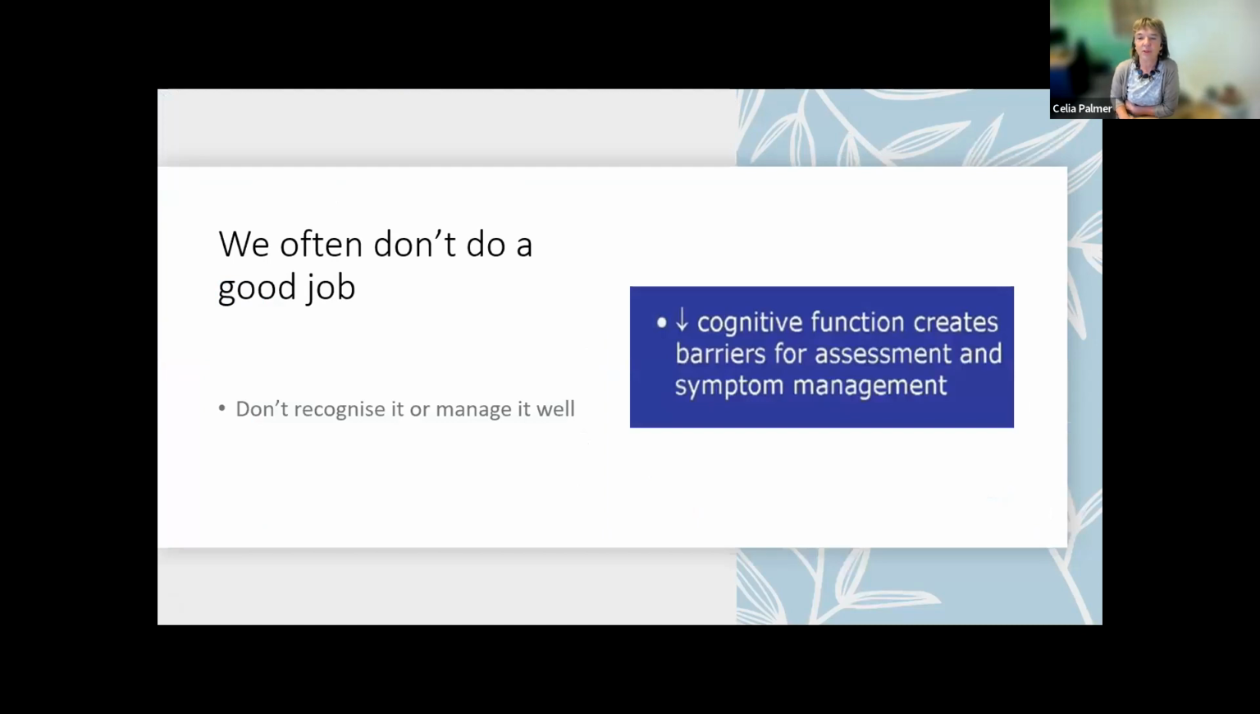Actually, we don't often do a great job, believe it or not. Sometimes that's because we don't recognize it. We don't always manage it well. We don't always look for more than one cause, where often that is the case. So there's more work that we can do in this area to make a better job of it.